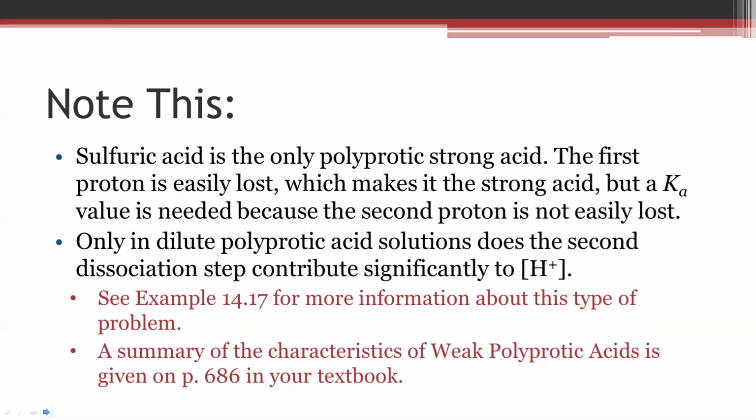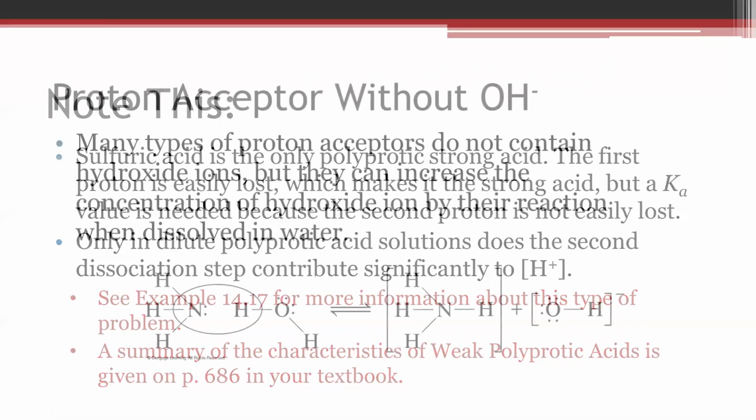So if you want more information on this one, look at example 14.17 in the textbook, which is on page 684. And then another summary of characteristics of more polyprotic weak acids is on page 686 in your textbook. So you can read up a lot more on this if you would like to.